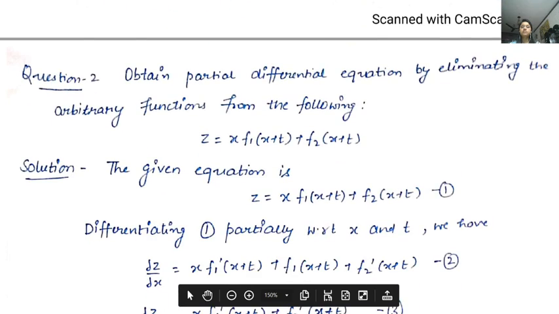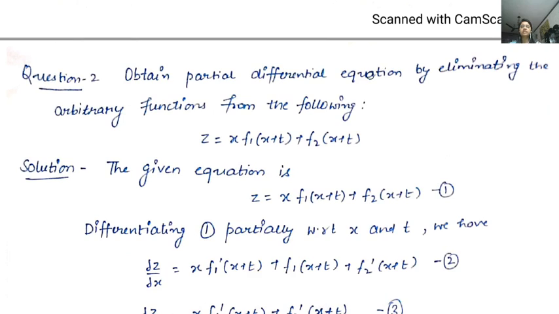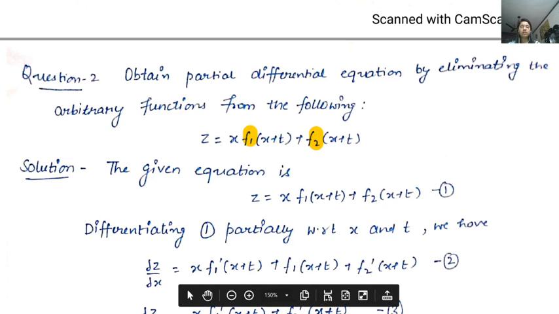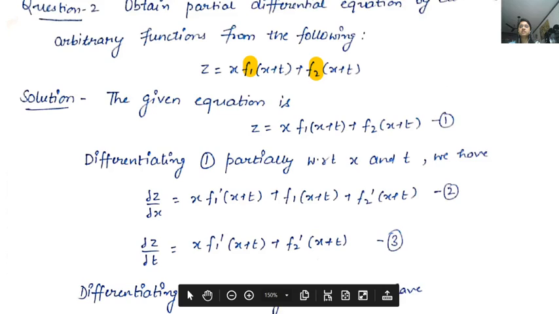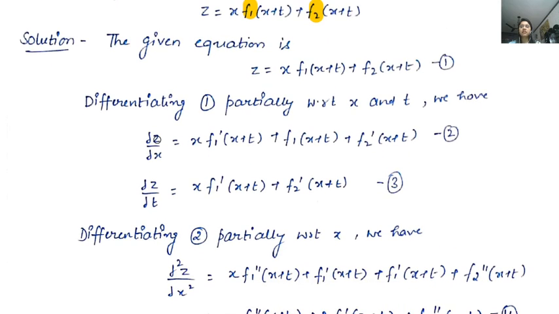Next question. Obtain the partial differential equation by eliminating the arbitrary functions from the following. From this relation, we have to eliminate the arbitrary functions f1 and f2. Again, procedure will be same. Firstly, we will differentiate this equation partially with respect to first independent variable x and then with respect to second independent variable t. Here we have two independent variables x and t.